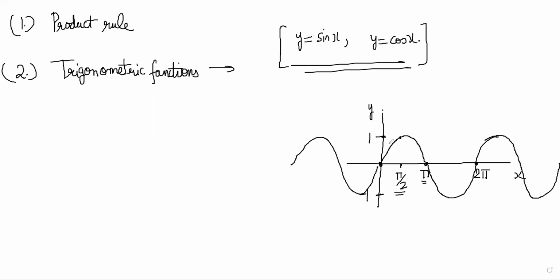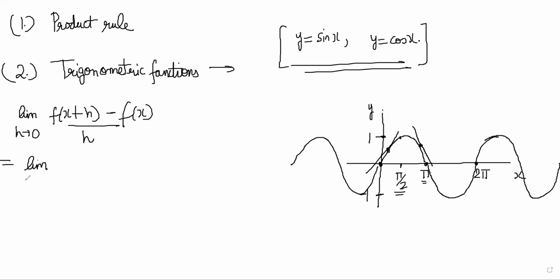If I want to find the derivative, basically at any point x, I want the slope of the tangent. So again, the derivative will come by the same method: limit of h tends to 0, f of x plus h minus f of x by h. Sin x is my function, so this will become limit of h tends to 0, sine of x plus h minus sine of x, by h.